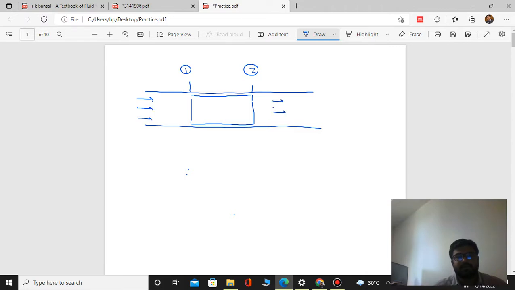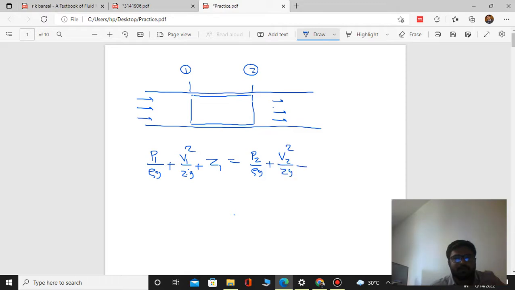Now initially we will have to apply Bernoulli equation. Here we will have to apply Bernoulli equation. So what will be the Bernoulli equation? P1 by rho g plus V1 square by 2g plus Z1 is equal to P2 by rho g plus V2 square by 2g plus Z2 plus HF. Now HF means head loss due to friction.